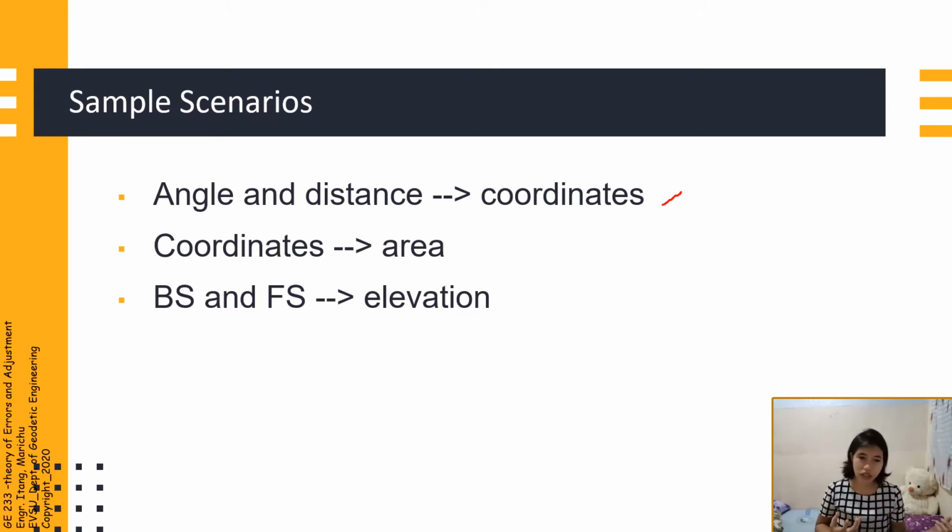So, the backside and the foreside, di ba? Pag nag-determine tayo ng elevation between two places or two different points, yung nakukuha natin sa leveling is the backside and the foreside. So, upon taking the backsight, meron tayong error. And then, upon taking the foresight, meron din tayong error. Therefore, after the survey, yung makukuha nating elevation, meron din siyang error. Okay? So, I hope these scenarios are clear to you.